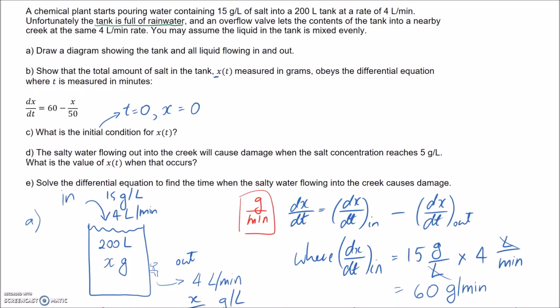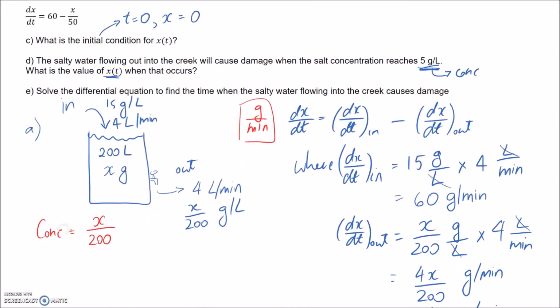So we'll jump now onto D. We've got the salty water flowing out into the creek will cause damage when the salt concentration reaches 5 grams per liter. So from this, we need to figure out what the value of x will be when this occurs. So 5 grams per liter, this here is the concentration of essentially our solution inside the tank. So what we need to do is figure out what value of x divided by 200 would give us the 5 grams per liter, because we said that concentration was equal to x on 200.